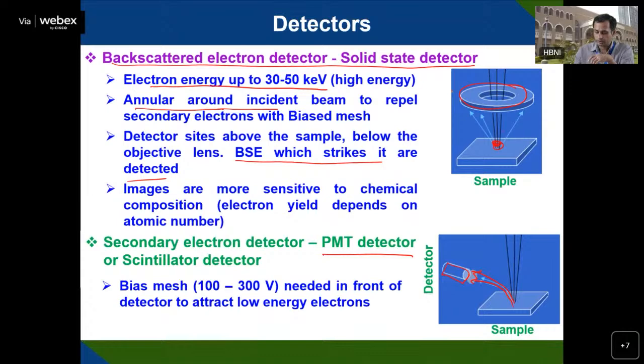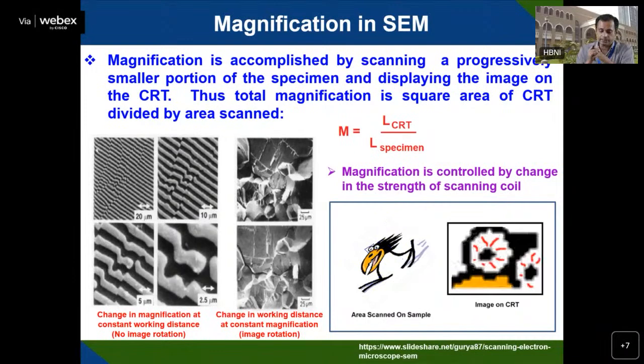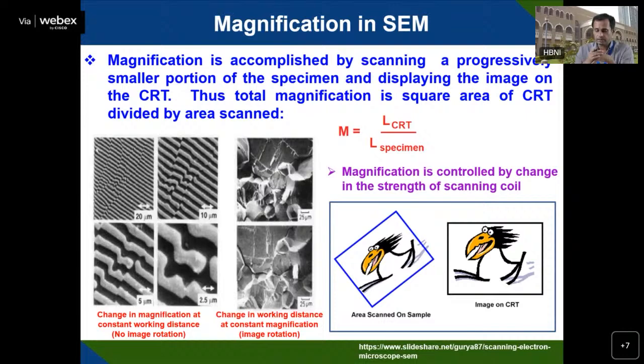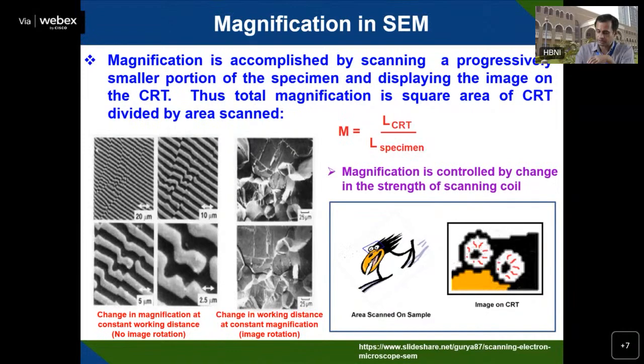If you see the magnification part of the SEM, the image you are seeing here is enlarged by the CRT monitor, and then the whole thing comes into the picture. So the magnification is L CRT by L specimen in this case. Magnification is controlled by changing the strength of the scanning coil.